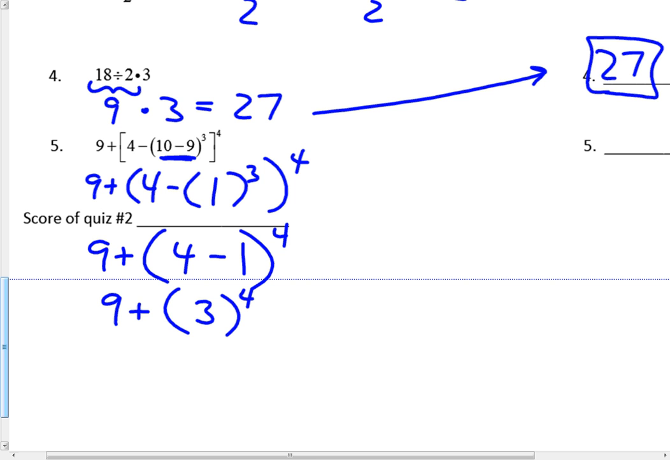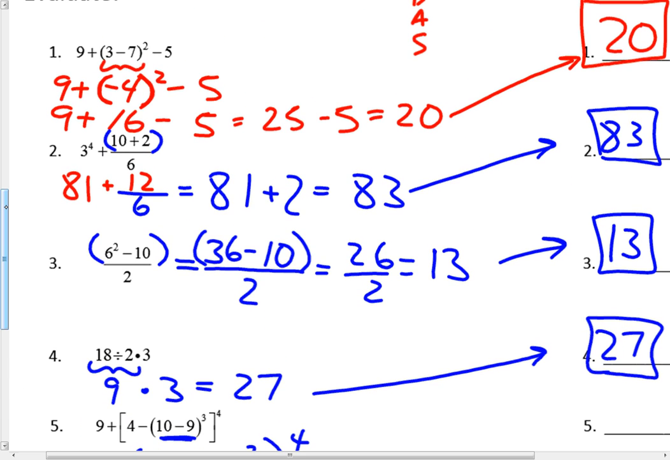How many people added up 9 and 3 and then did the power? The 9 is off to the side here. The 9 is all by itself. The 9 is not affected by that 4. The only thing that has that 4 is that 3. Didn't we just do 3 to the 4th? Right here? What's 3 to the 4th? 81.